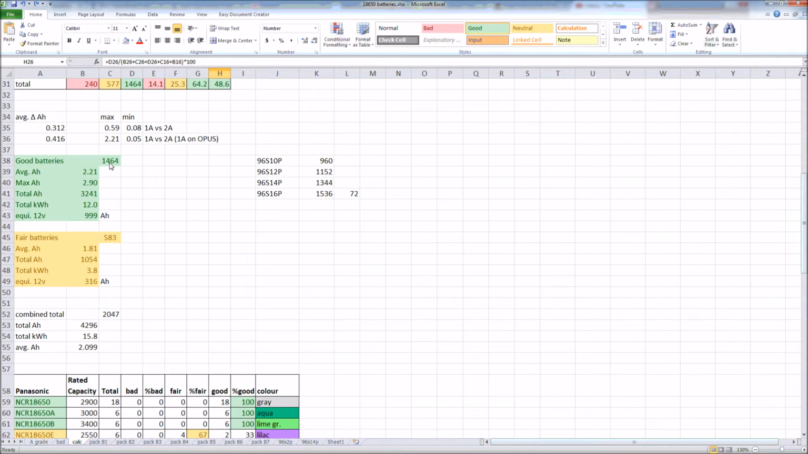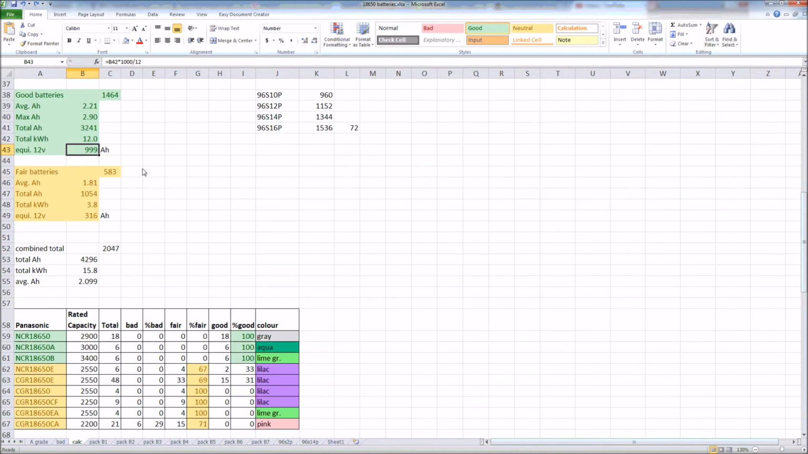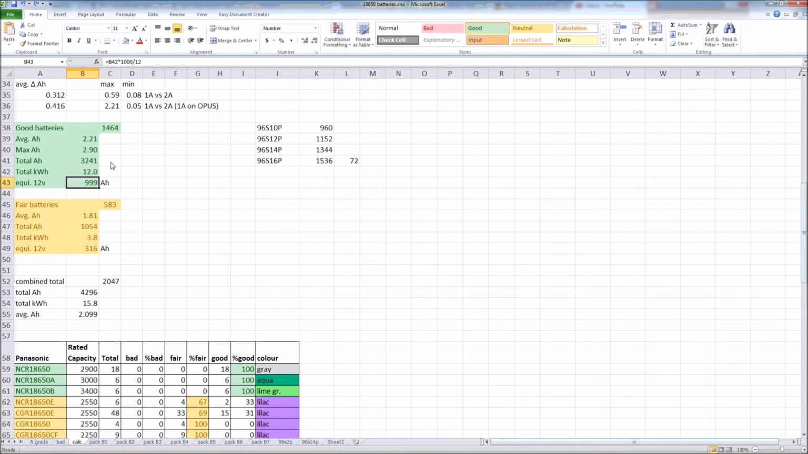So these are my total batteries, total good batteries. I've got currently 1,464 good batteries. The average amp hour of these batteries is 2.2. Now remember, this is at a 2 amp rate. My cell with the highest amp hour is 2.9, and that's for sure a Panasonic cell. So I've got a total of 3,241 amp hours, which equates to 12 kilowatt hours, and that's equivalent roughly to a 1,000 amp hour 12 volt battery.